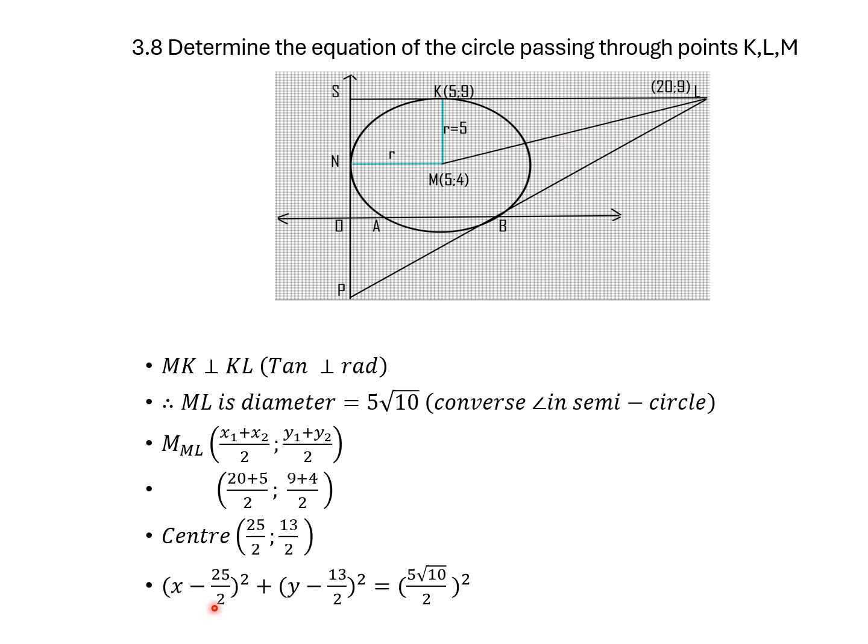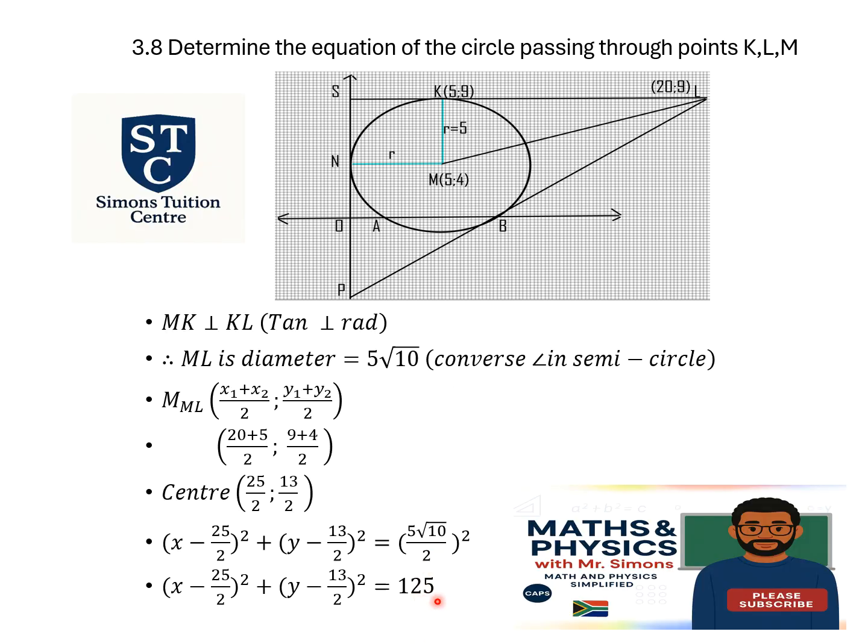So we find the equation: (x minus 25 over 2) squared plus (y minus 13 over 2) squared equals... ML is the diameter. Radius is half a diameter, so it's 5 square root 10 divided by 2 to get the radius, and that is squared. And if we simplify, that simply gives me 125 over 2.